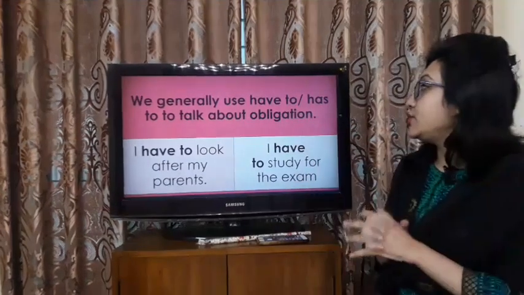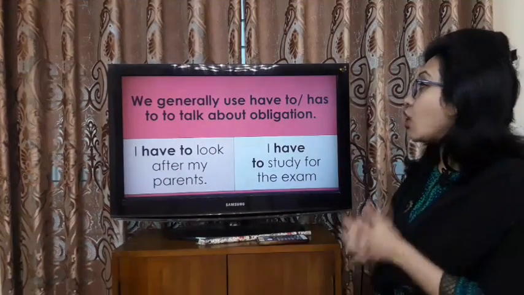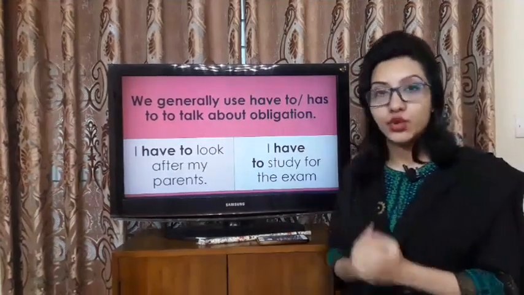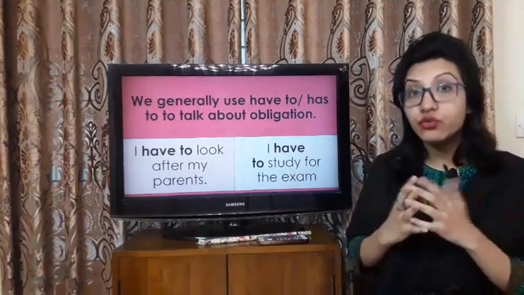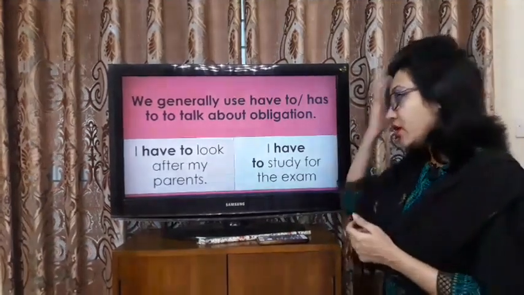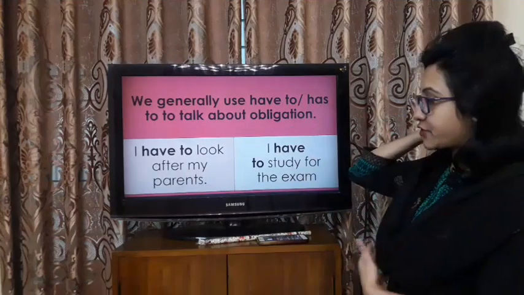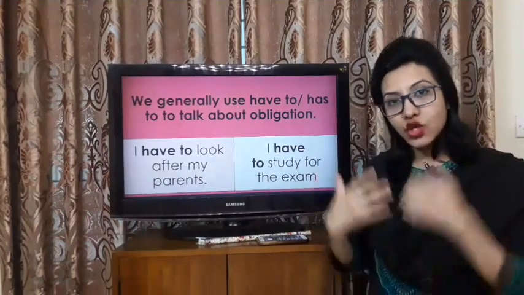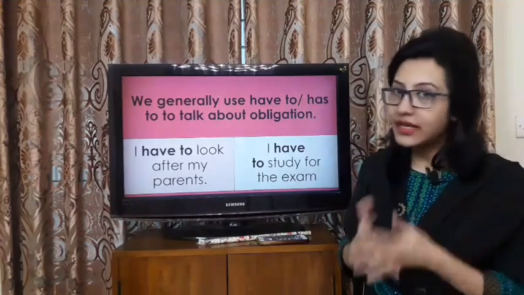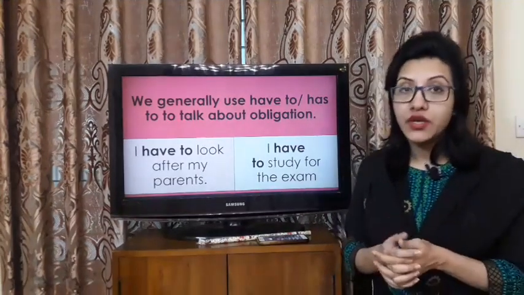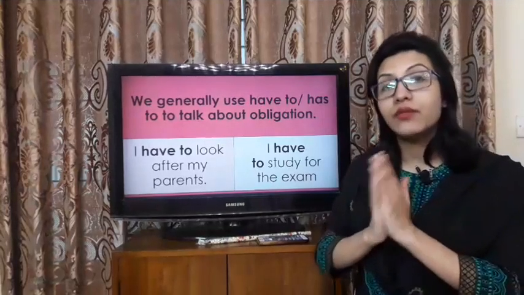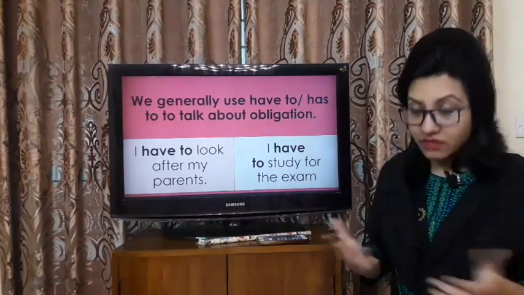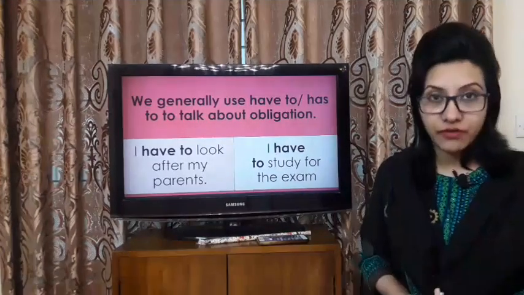So we generally use have to or has to talk about obligation, to express an obligation, a rule, or a custom. For example, I have to look after my parents. So this is an obligation as a child. What must a child do for their parents? Look after them and take care of them. So this is an obligation or a custom. I have to study for the exam. Again, as a student, we all have to study for the exam.